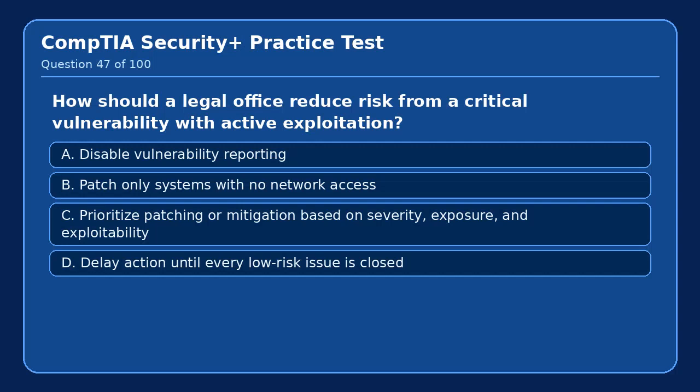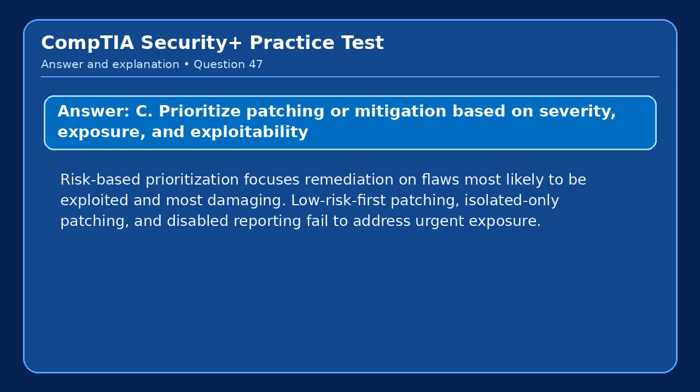The answer is C. Apply a secure baseline that disables unnecessary services and enforces approved settings. Hardening reduces attack surface by removing unnecessary functions and enforcing secure configuration. Extra services, default credentials, and disabled audit logs increase compromise and investigation risk.